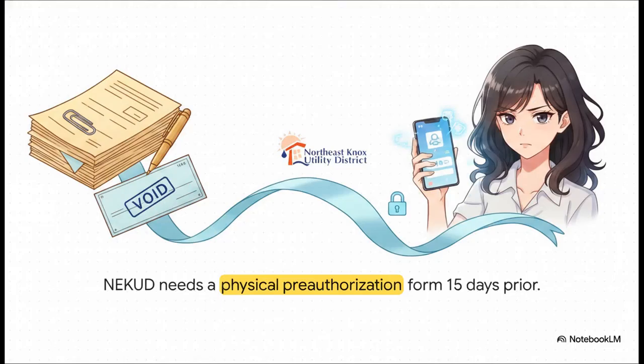However, you gotta know that not all autopay is digital first. If you happen to be with Northeast Knox, setting up direct debit means partying like it's 1999. Seriously, you have to submit a physical pre-authorization form along with a voided check a full 15 days prior to your billing date. It's just a gentle reminder that some legacy systems still require a bit of analog paperwork.